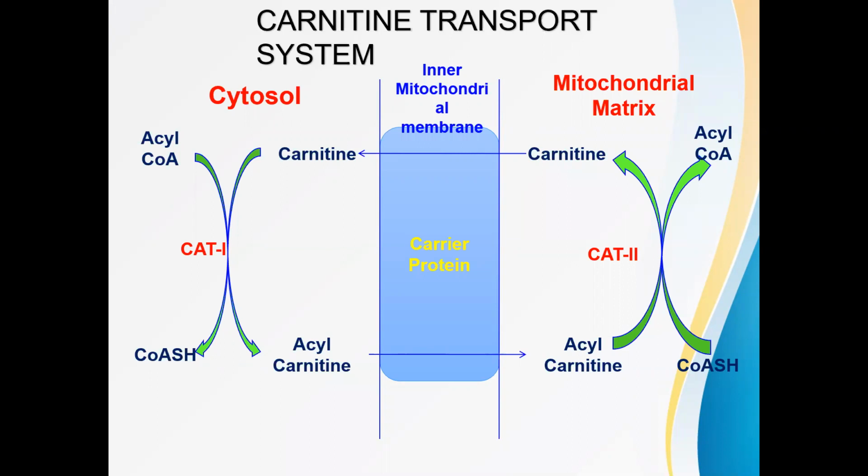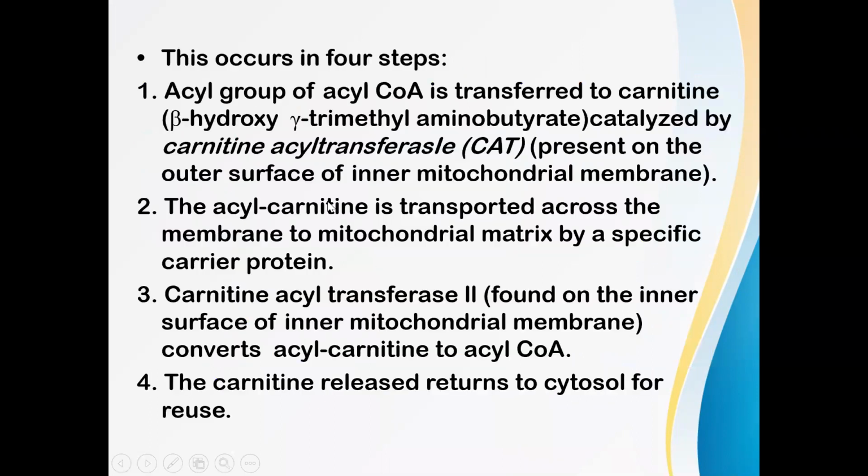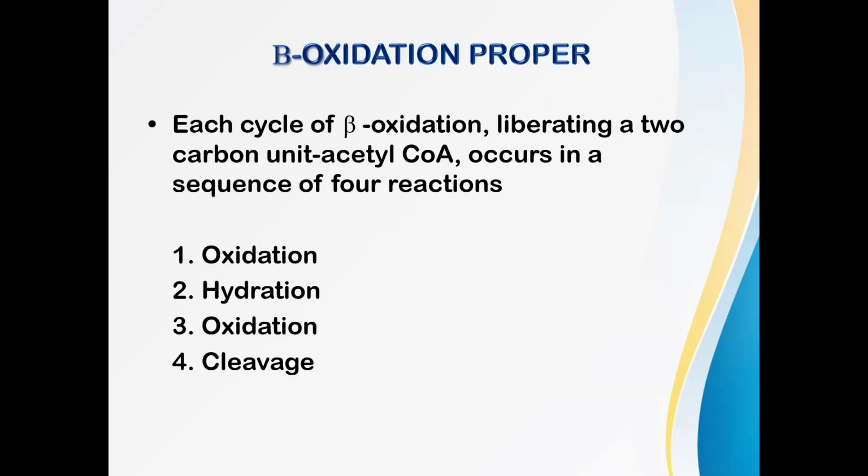So we have completed two stages in beta oxidation. One is activation of fatty acid to acyl CoA. The second stage is transport of activated fatty acid from cytosol to mitochondrial matrix. Next, beta oxidation proper. Whatever is explained is written here, how this takes place. I think I can skip this slide.